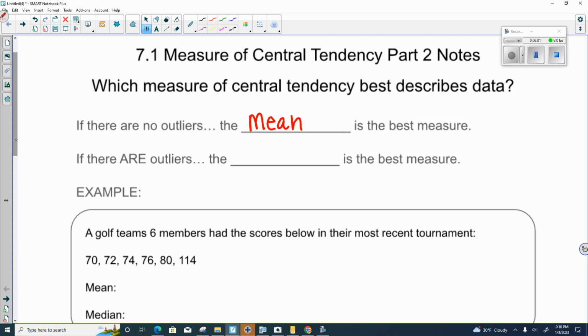If there is an outlier, the median is the best one.